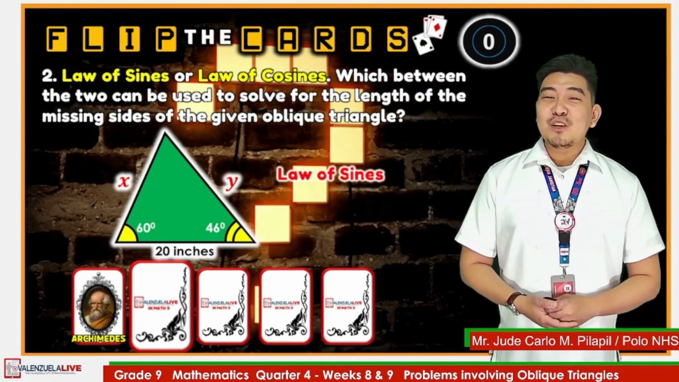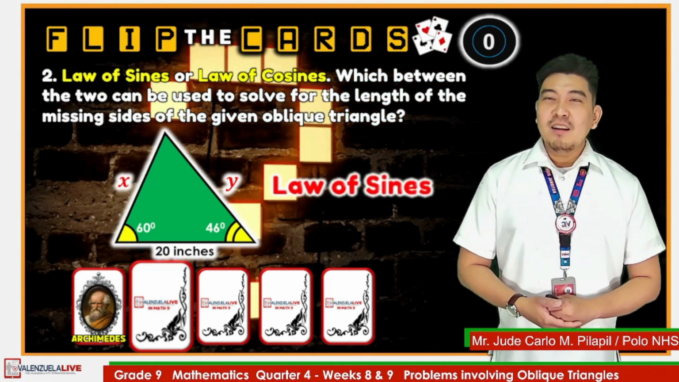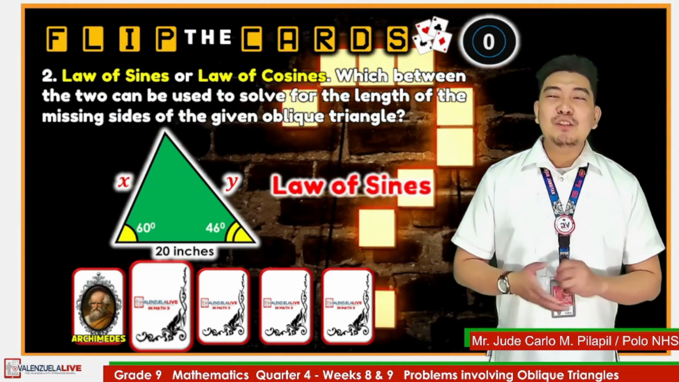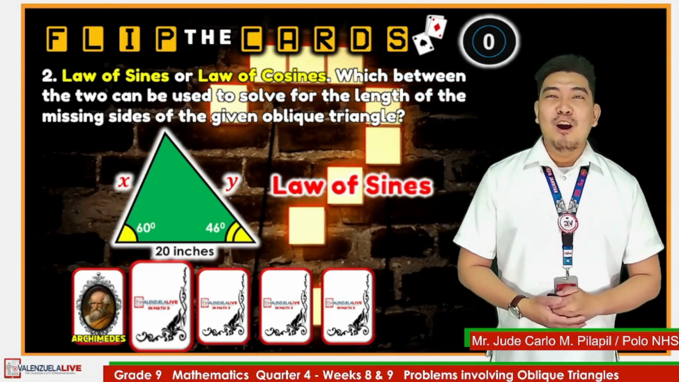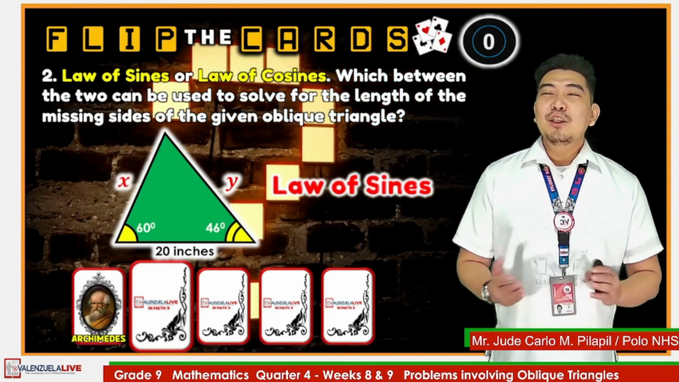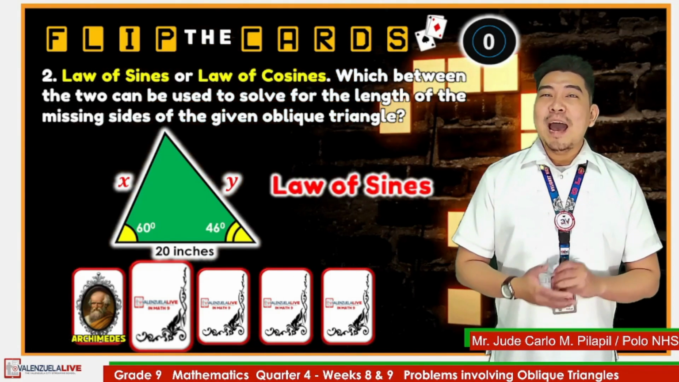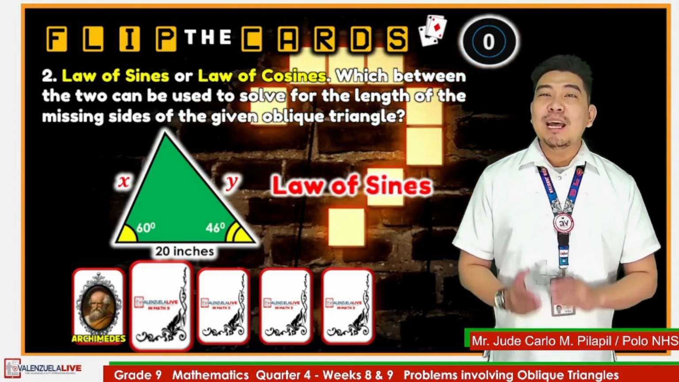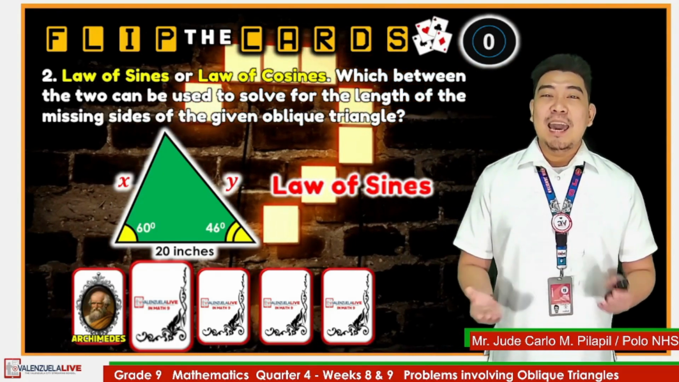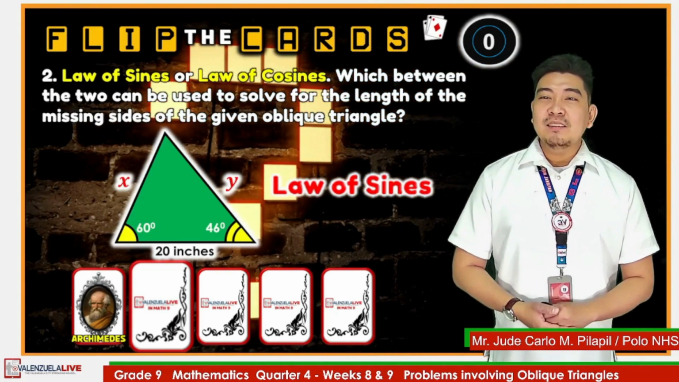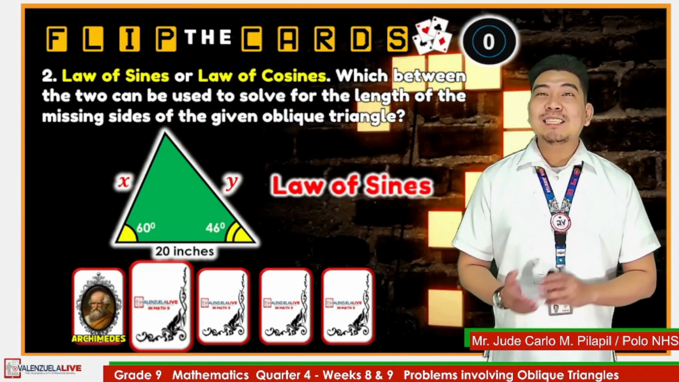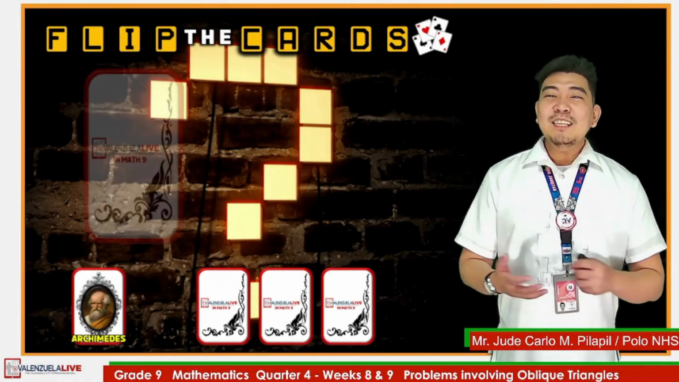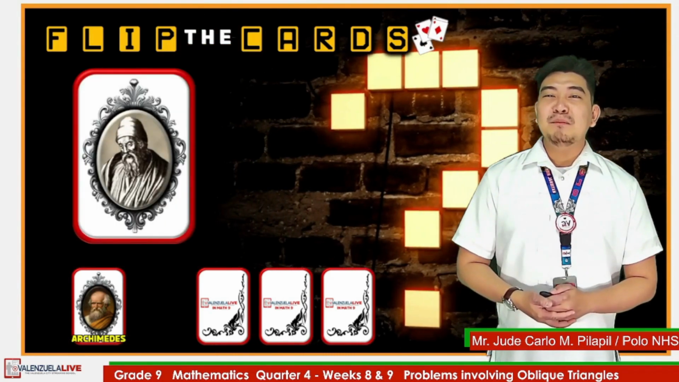If you answered law of sines, then you are correct. It seems that you can still remember the patterns under the law of sines and the law of cosines. Note that we are given two angles and an included side, which follows the pattern ASA. Hence, we use the law of sines to solve for the missing sides x and y of the given oblique triangle. Let us find out who is the next mathematician.